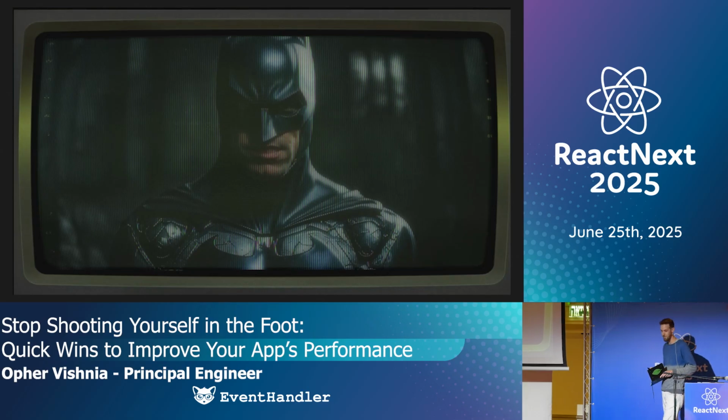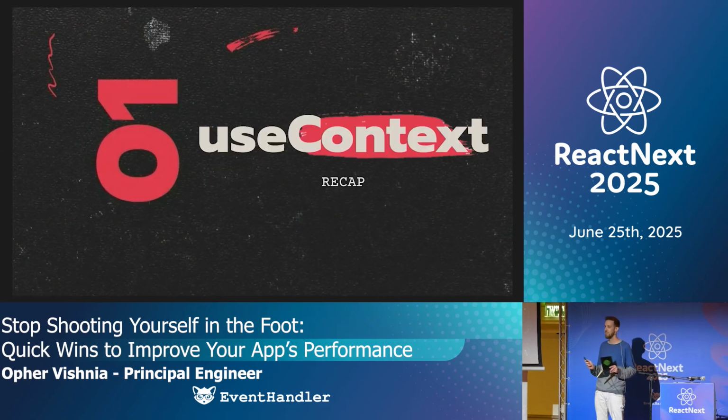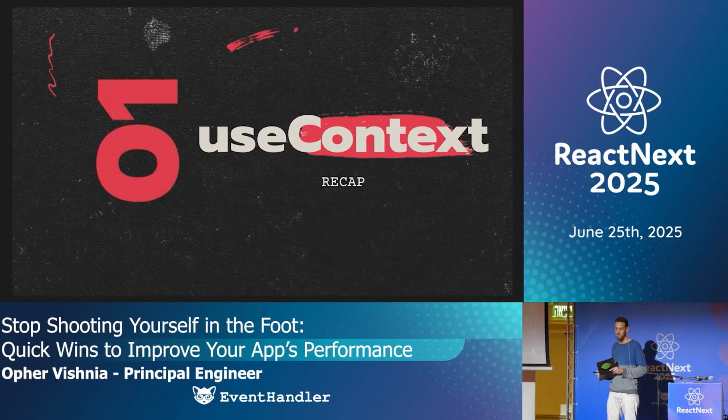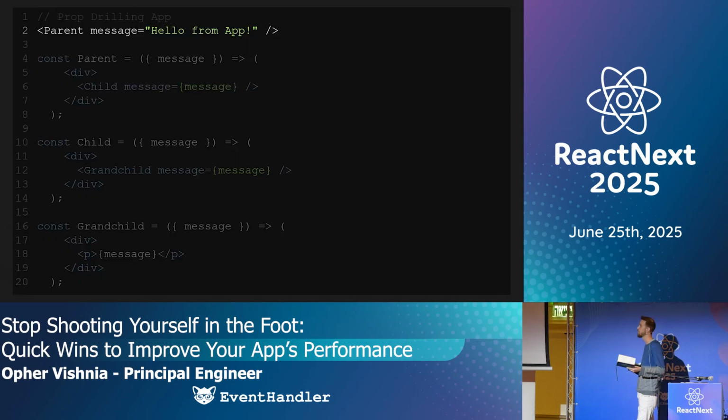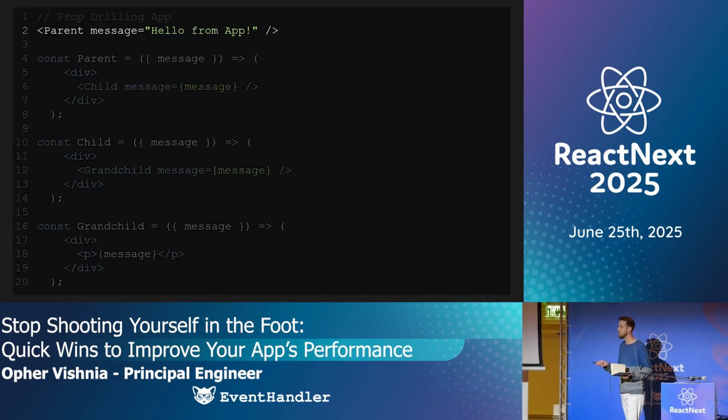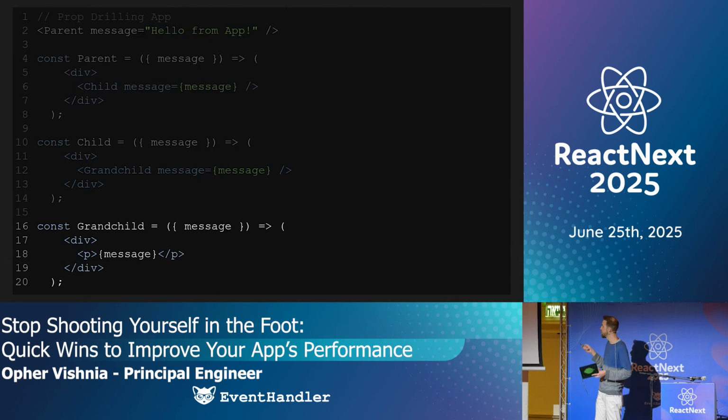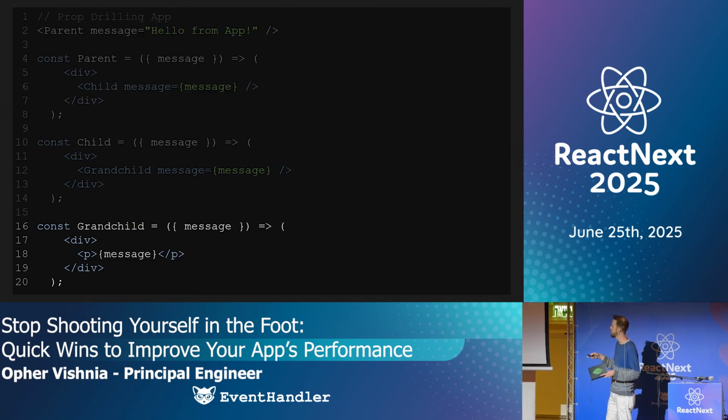Let's break it down. Use context. A really quick recap. In the React world, we have a pattern called prop drilling, which basically means this. Sometimes you want to pass information from a component up in the rendering tree to a component down in the rendering tree. So in this example, we have this parent component, which sends a message, hello from app, and passes it through a child component, then a grandchild component.